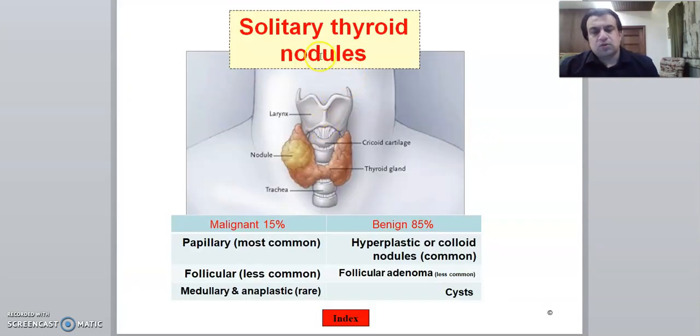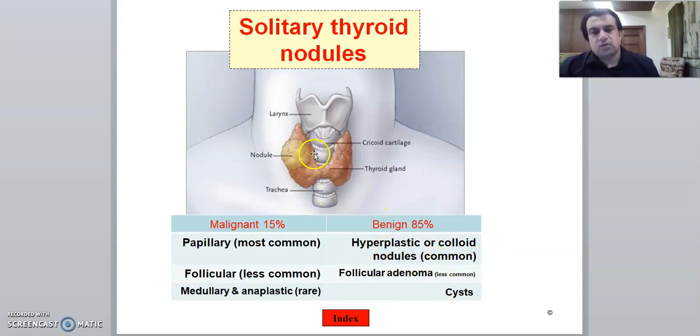Now, what is a solitary thyroid nodule? This is a very important question which is frequently asked in vivas and even in the written exam. A solitary nodule is one single nodule in a normal thyroid gland. In 15% of cases it is malignant, and the malignancy is papillary, most common, follicular, medullary, and anaplastic. There are four types of malignancies in the thyroid gland. The other category is benign. It could be a hyperplastic or cold nodule, a follicular adenoma, or a cyst.